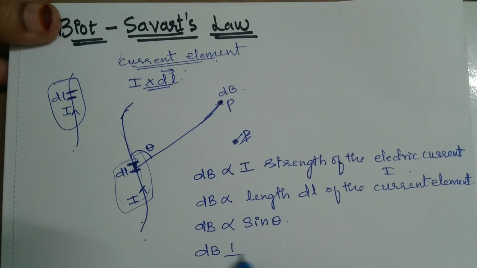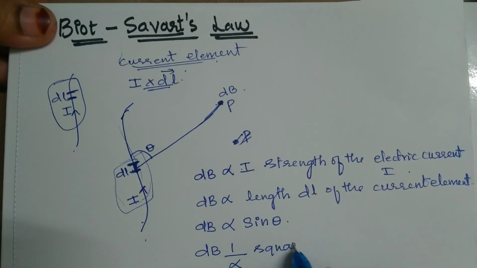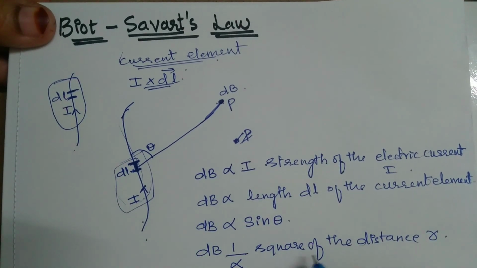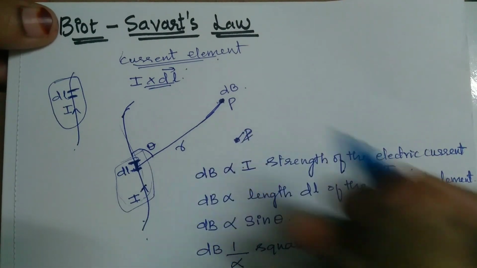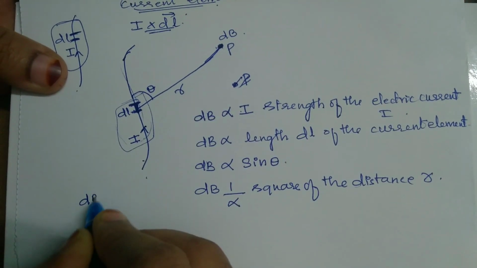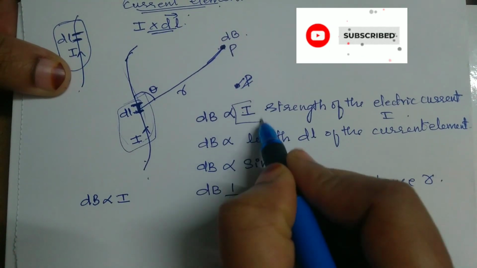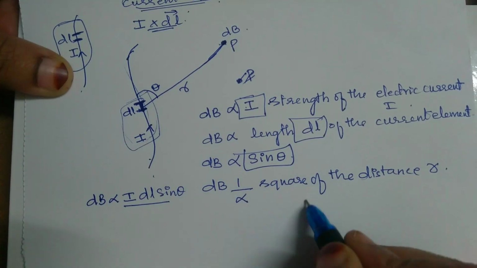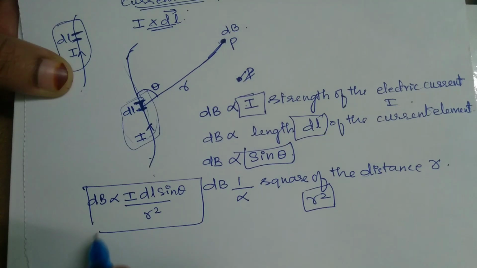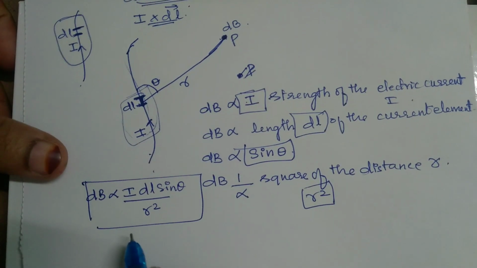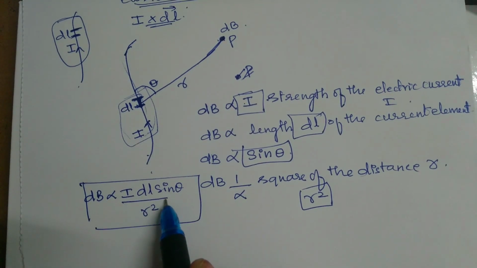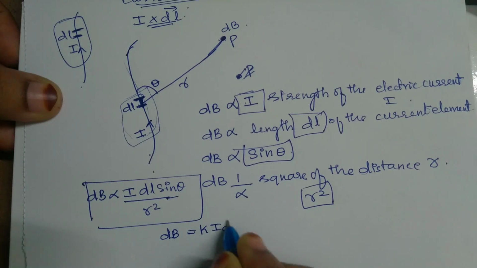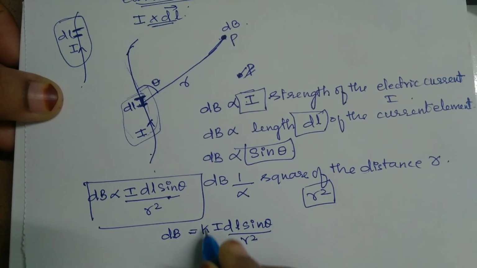Then the next proportionality we have, it is inversely proportional to the square of the distance r of the point from the current element. This is this distance. So from all these proportionalities, we can say that dB is proportional to I, that is our current, dl, sine theta, and then the square of the distance, that is r square. So this is a very important law, that is Biot-Savart's law. What it says is dB is directly proportional to I dl sine theta by r square, and this proportionality sign is replaced by dB equals k I dl sine theta by r square, where k is the constant.